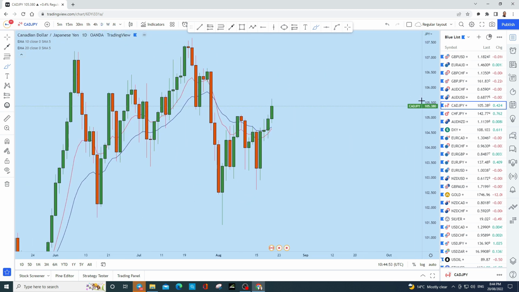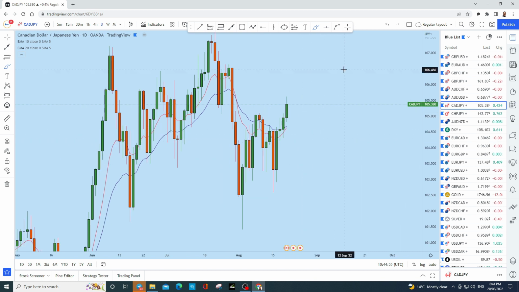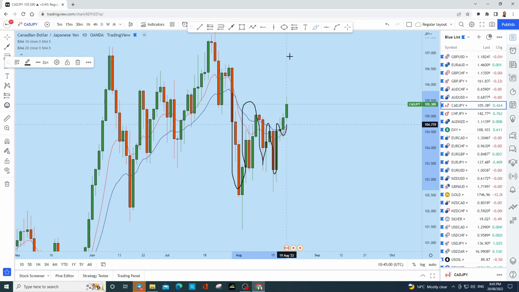Daily perspective, the price has already created a kind of bullish pattern. You see that this is an inverted head and shoulder, a bullish pattern.